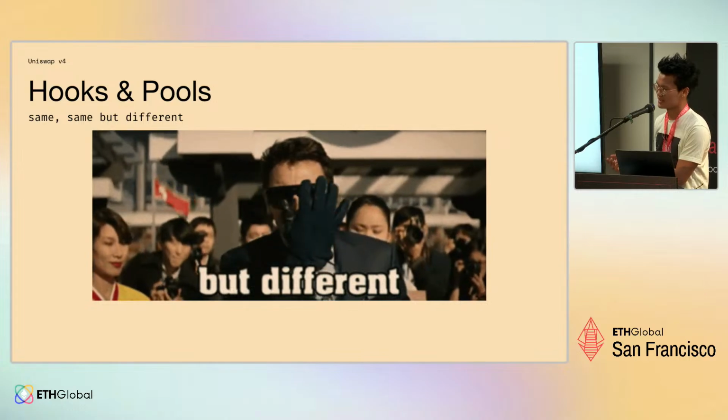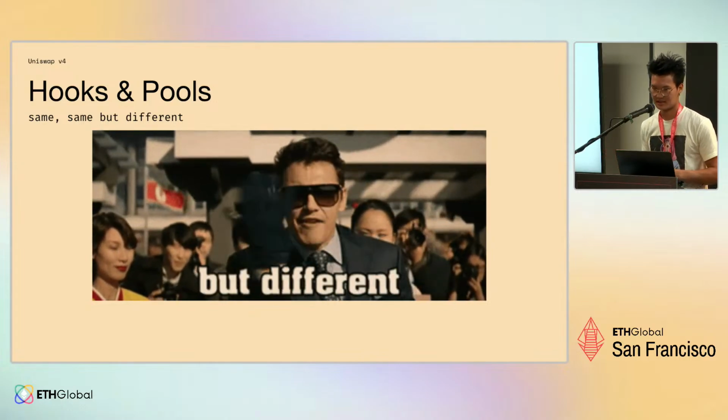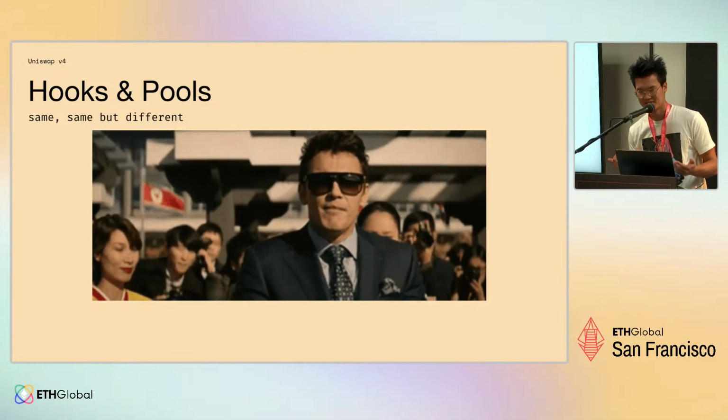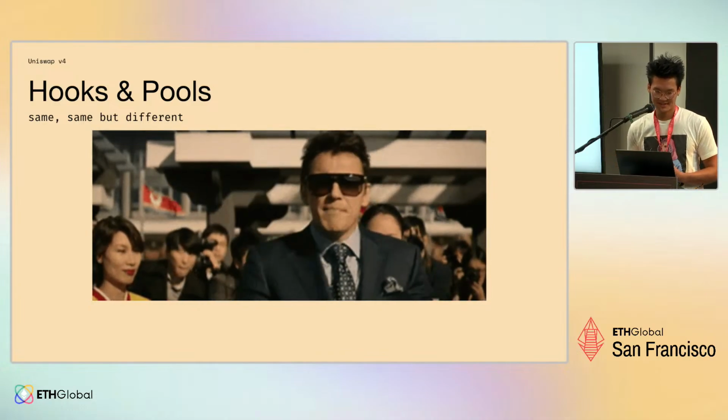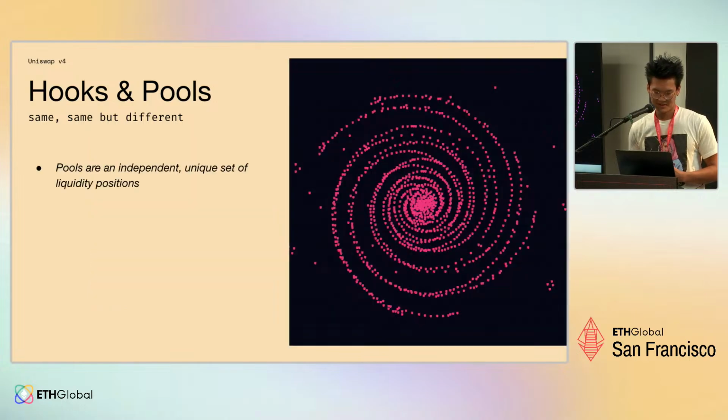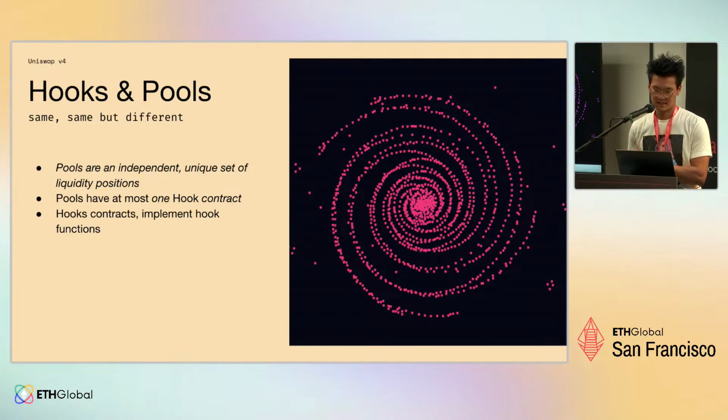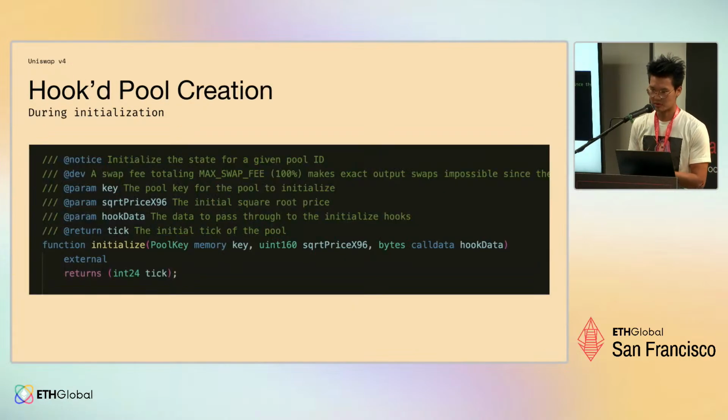Before we get into it though, it's good to have some context on the difference between a hook and a pool. They're kind of synonymous with each other. You can think of pools as independent, unique sets of liquidity positions, right? Pools have at most one hook contract, and then the hook contract implements these hook functions like before swap, after swap, and then you can mix and match, right? You're not forced to use every single hook. If you use before swap, you're not forced to use after swap. It's up to you. So that's a little bit more context.